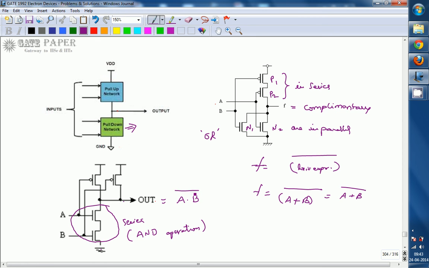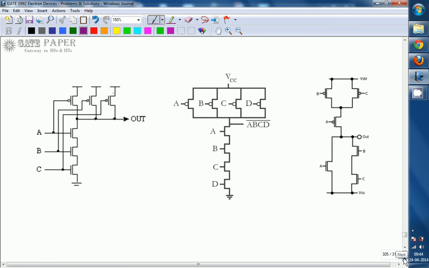Since CMOS always gives complemented output, MOS circuits made by CMOS or NMOS will all give complementary outputs only. Even PMOS also. So all MOS circuits will give complementary outputs. Next, these are some other circuits.